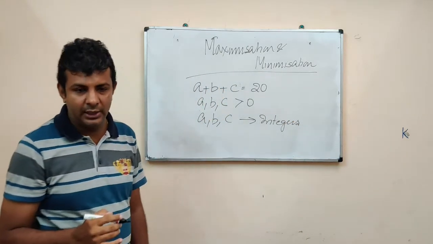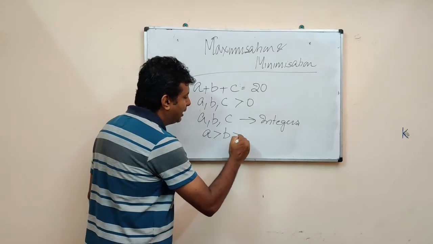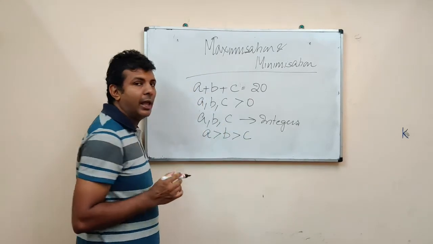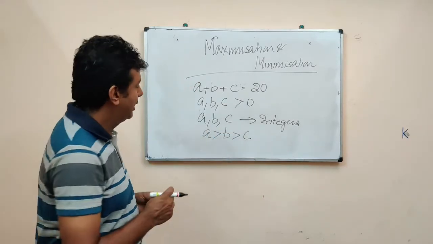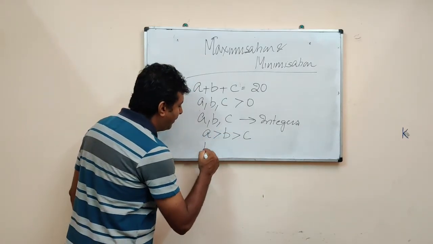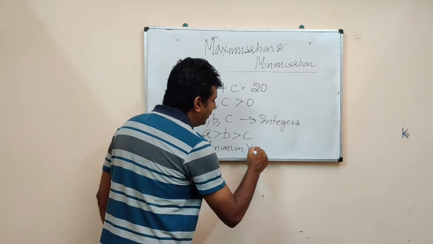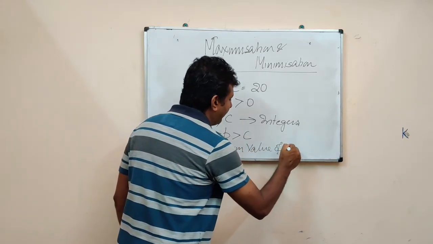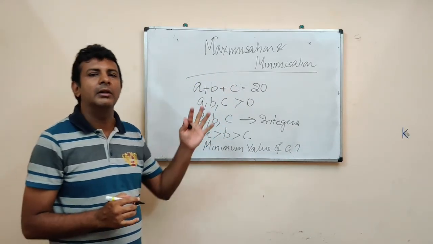A, B and C are integers, and also A is greater than B, which is greater than C. Now you have to find out the minimum value of A. What is the minimum value of A given these constraints?